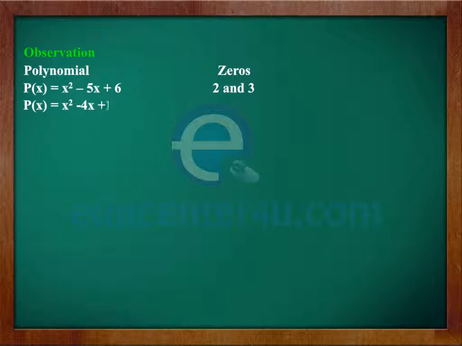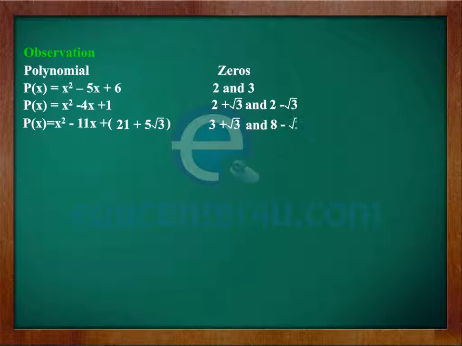Observation. Polynomial and zeros. P of x equals x squared minus 5x plus 6. The zeros are 2 and 3. P of x equals x squared minus 4x plus 1. The zeros are 2 plus root 3 and 2 minus root 3. P of x equals x squared minus 11x plus 21 plus 5 root 3. The zeros are 3 plus root 3 and 8 minus root 3.